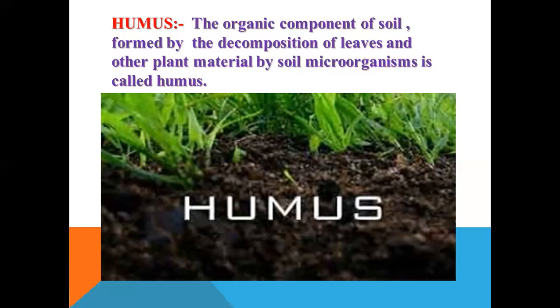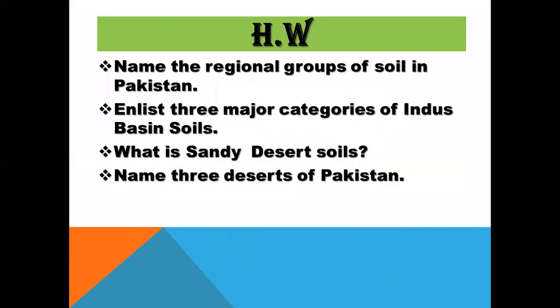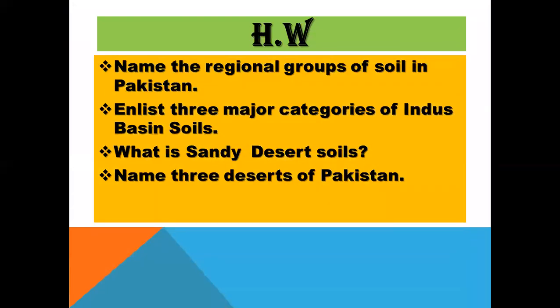Dear student, today we have finished chapter number 5. Here is small homework. These are some short questions. You will write the answers in your notebook. Name the regional groups of soil in Pakistan. Question number 2. Enlist three major categories of Indus Basin soils. Question number 3. What is sandy desert soil? Question number 4. Name three deserts of Pakistan.